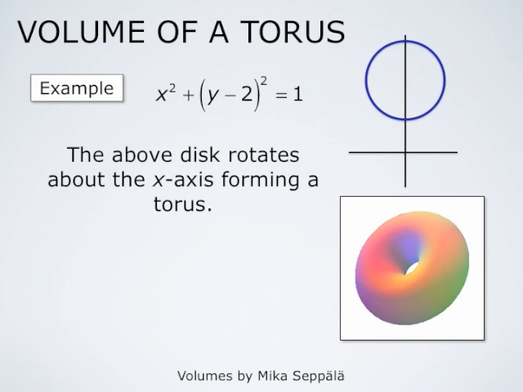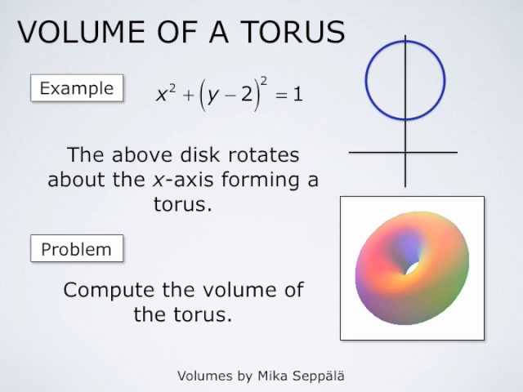The circle x squared plus y minus 2 squared equals 1 has as its center the y-axis point 2. And its radius is 1, therefore this circle lies completely above the x-axis. If the disk bounded by this circle rotates around the x-axis, we get a solid torus, shown here on the right below the disk. Now our task is to compute the volume of this torus using the methods just developed.